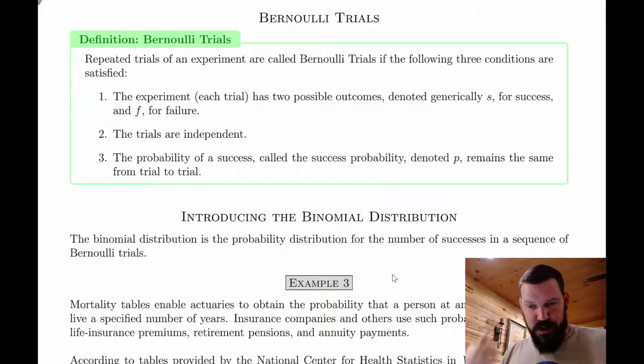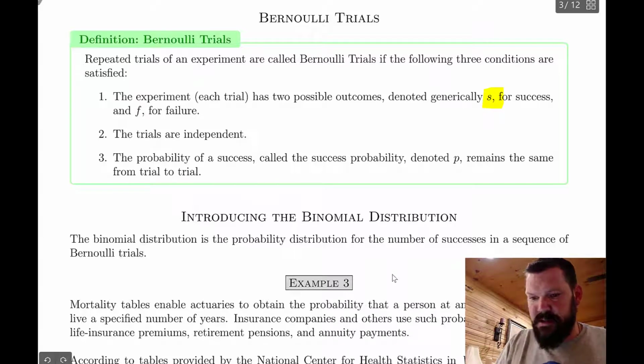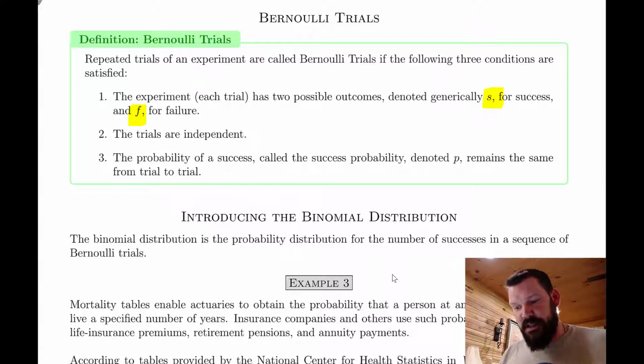So the Bernoulli trial is simply where you have repeated trials of an experiment, and it's called a Bernoulli trial if and only if the experiment has 2 possible outcomes. Typically we denote those as S for success and F for failure. The trials are independent, which means that one trial does not determine the outcome of another trial.